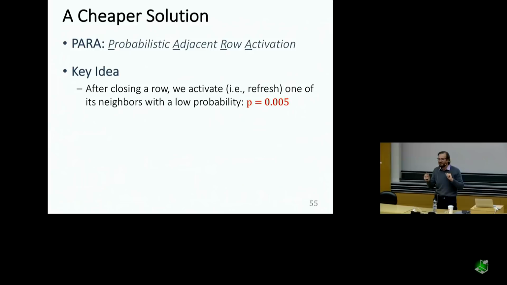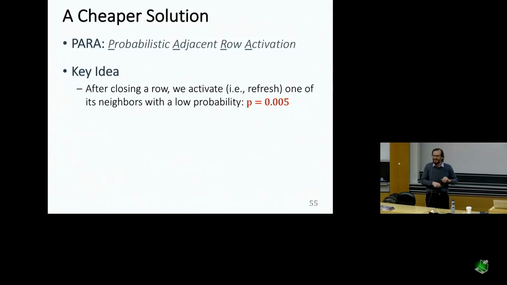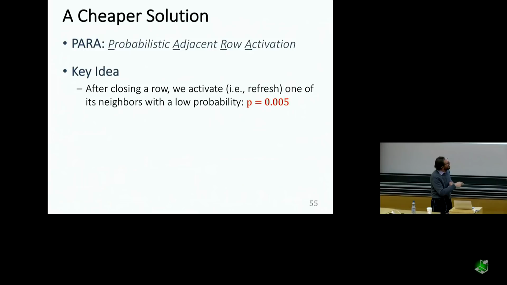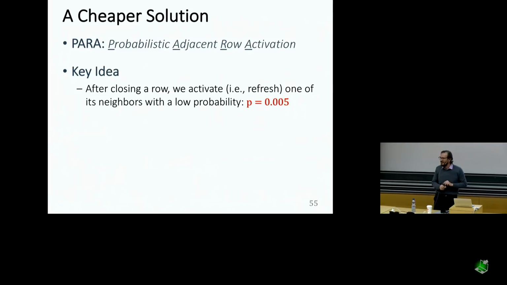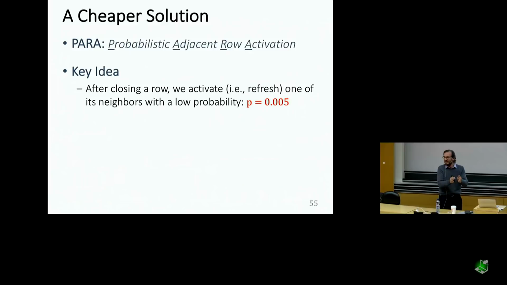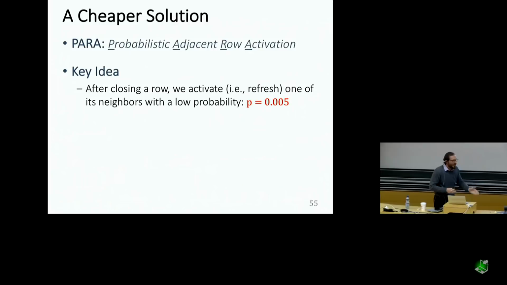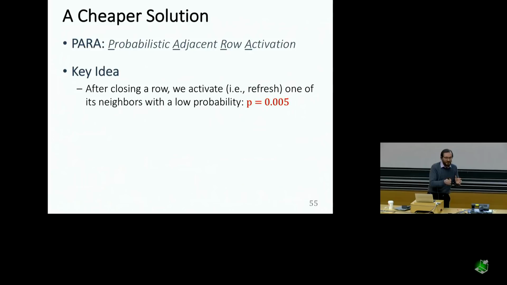Of course, the coin has, let's say, 1,000 sides. Five out of those 1,000 sides indicate that you should refresh the adjacent rows. The rest indicate that you should not refresh the adjacent rows. So basically, five out of a thousand times you activate a location, you refresh the adjacent rows. Does that make sense? It's very probabilistic. Probability is 5 out of 1,000 in this case. I just pulled it out over here because this value seems to work well.